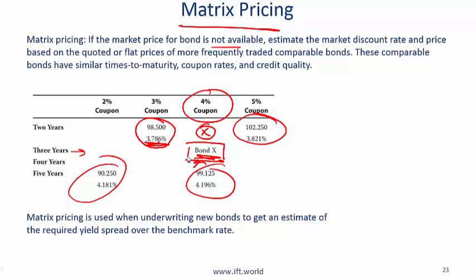So this process is called matrix pricing, and it is also briefly referenced in corporate finance, but the main thrust is here in fixed income. Matrix pricing is used when underwriting new bonds to get an estimate of the required yield spread over the benchmark rate. So when you issue a new bond or you are trying to figure out what the right yield is, you don't know because the bond is not in the market yet. So you look at other comparable bonds and use this process called matrix pricing to come up with the relevant price and yield.